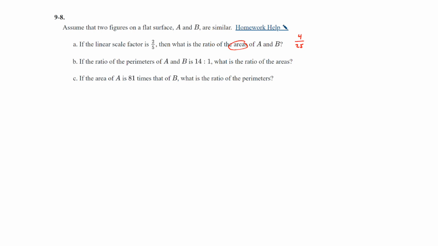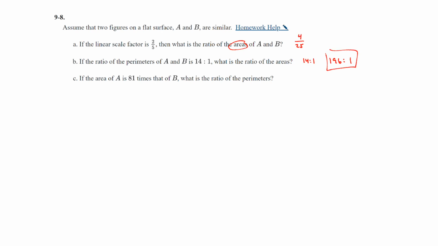If the ratio of the perimeters of A and B is 14:1, what is the ratio of their areas? So once again, 14:1, you then square each of those, and we get 14 squared, 196 to 1. So that would be the ratio of the areas.